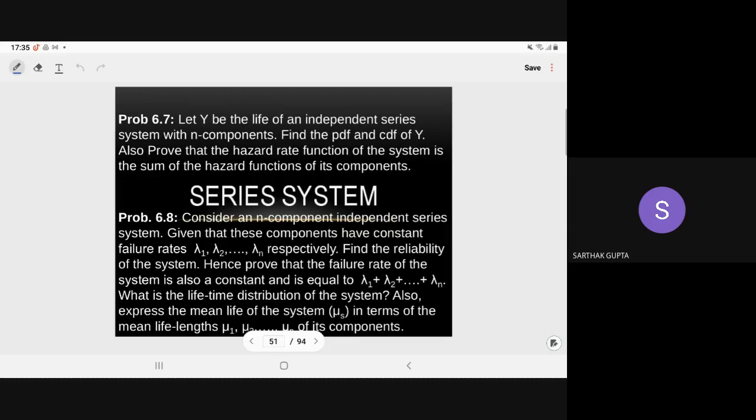What is the lifetime distribution of the system? Also express the mean life of the system, mu s, in terms of the mean life lengths mu1, mu2, up to mu n of its components. So one by one, I will discuss all these things. So first, what is the series system?